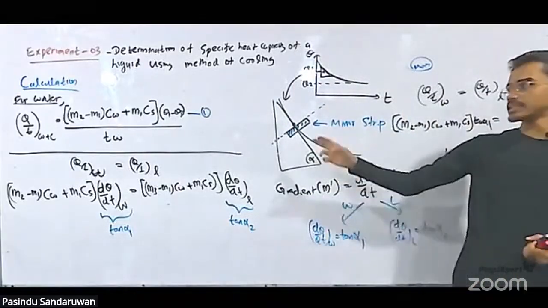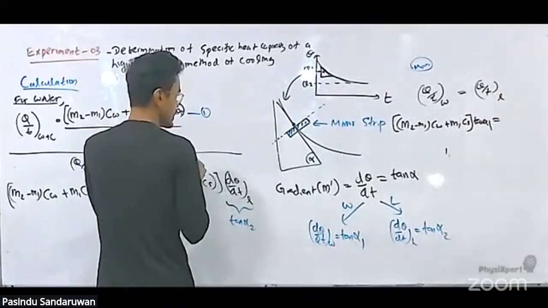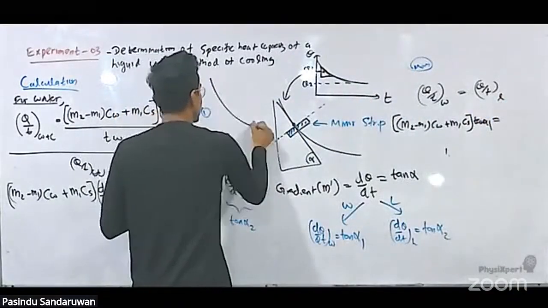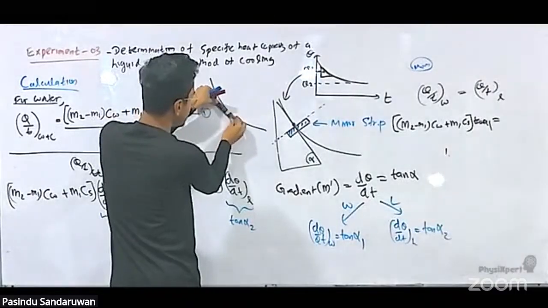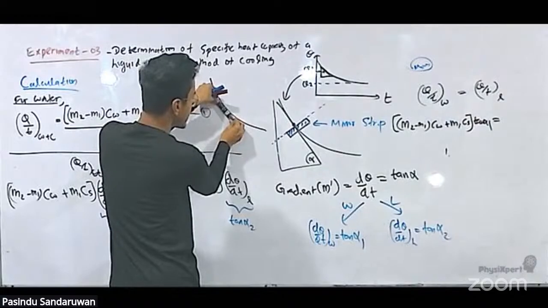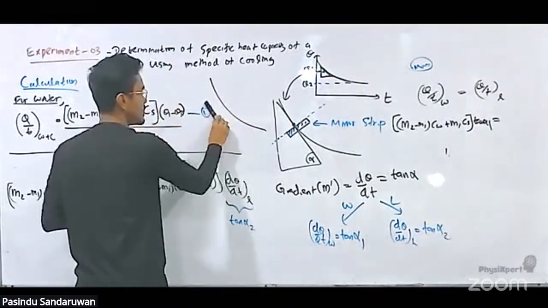Right? Drawing the tangent correctly is critical. Just by keeping a ruler like this, we can't see whether it is exactly tangential or not by the unaided eye.